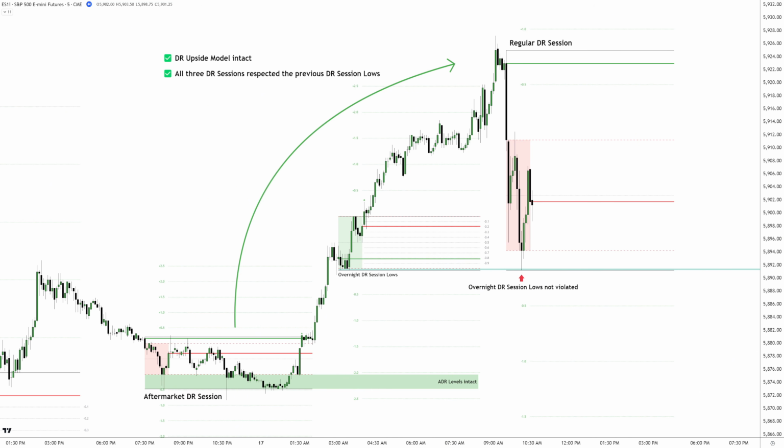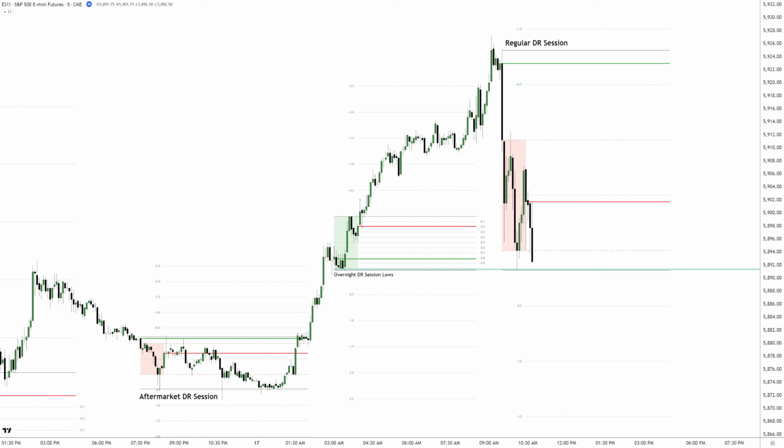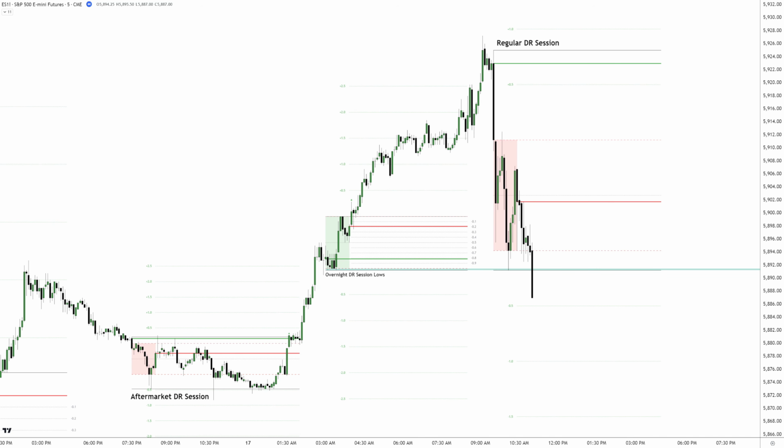With that in mind, we'll need to wait for a confirmation in either direction before taking any trades. About half an hour later, price confirmed shorts with a higher probability throughout the session in line with the red DR box.